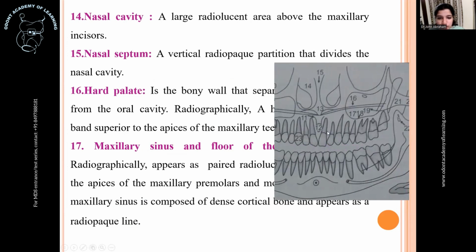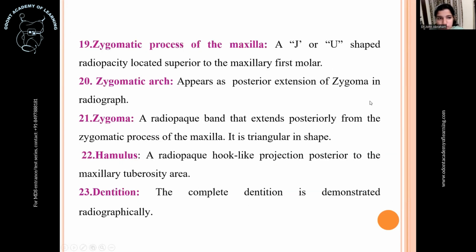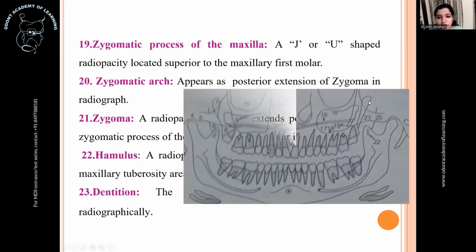The maxillary sinus and the floor of the maxillary sinus are seen near your maxillary posterior region. The floor of the maxillary sinus is radiopaque, and the radiolucent area is the maxillary sinus. Then, continuing, we can see the zygomatic process, zygomatic arch, and the zygoma, which is marked here. You have your zygomatic arch and your zygoma, which is the continuation.